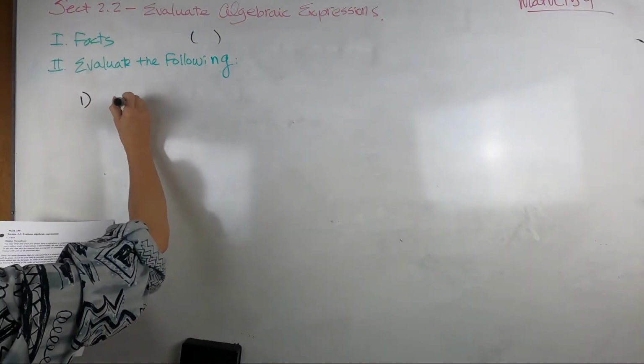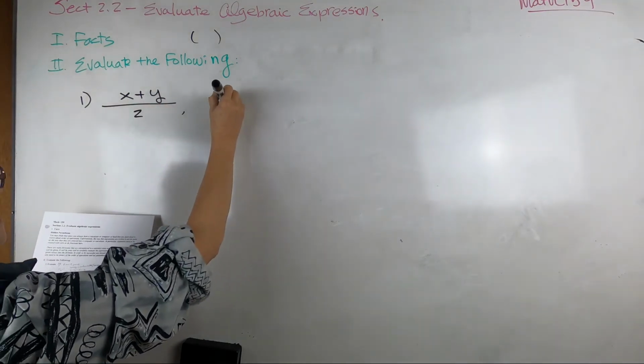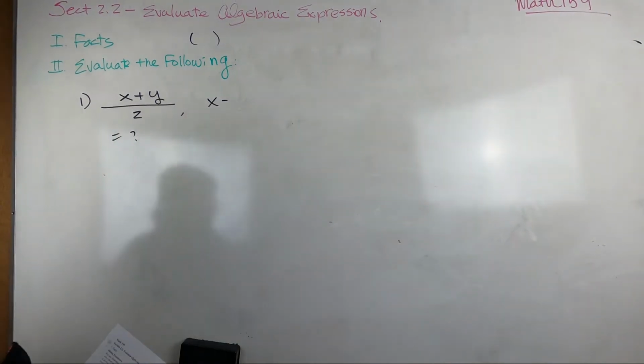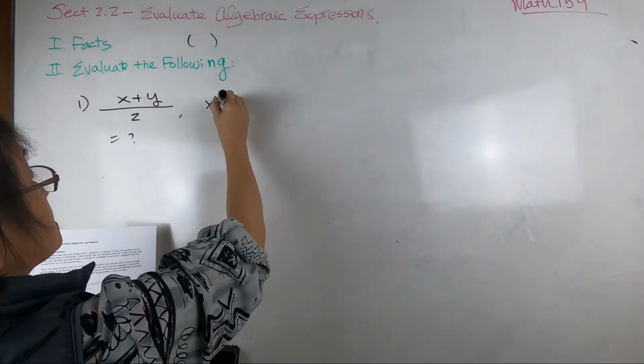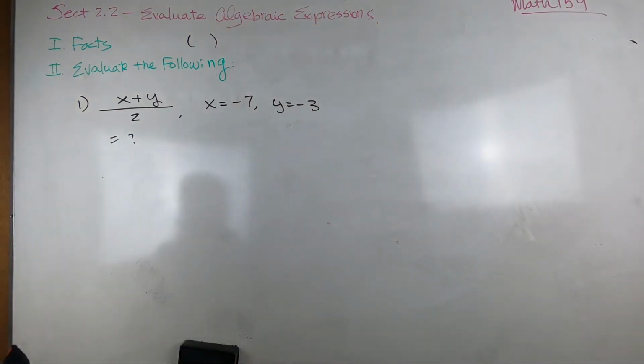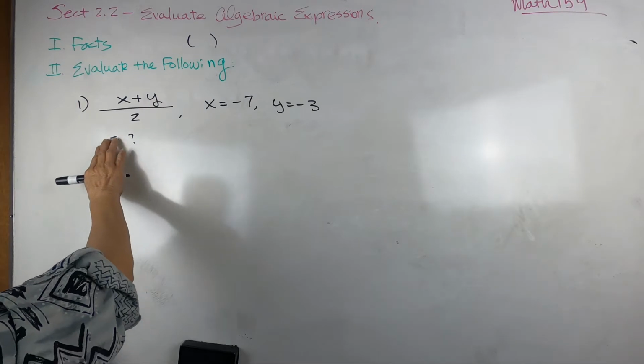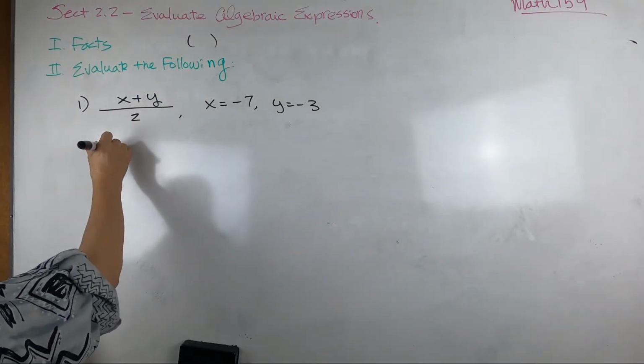So the first one, we say evaluate (x plus y) over 2. What is the value of that? We call it evaluate, when x is -7 and y is -3. In the meantime, you are learning the symbols, x and y, and then we connect them with the meanings and words. So for the math part, x is -7, y is -3. What's the value of this expression? So that's what we want to do. What do you think?